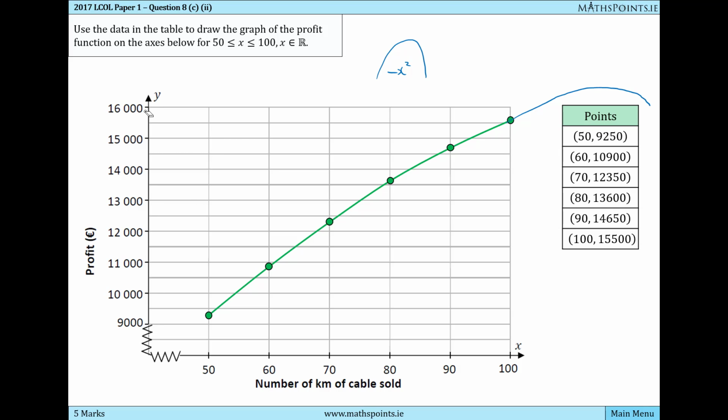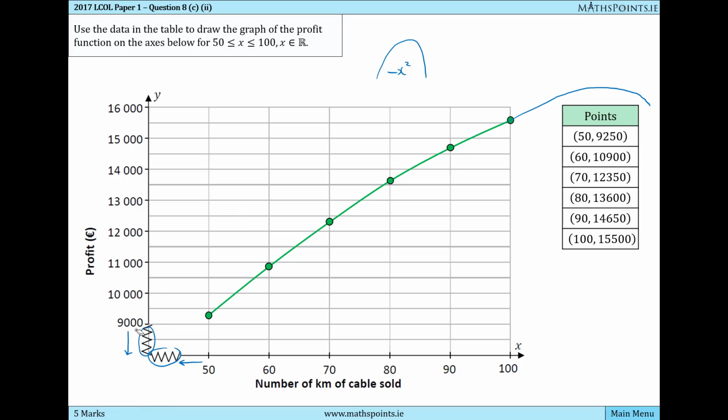The other thing to notice on the graph is that we have values from 16,000 down to 9,000 on the left hand side, and obviously we can have profits all the way down to 0. And similarly on the x-axis we have cable amounts from 100 all the way down to 50, but we could produce cable amounts also all the way down to 0. And these squiggly lines just represent that these numbers do go all the way back to 0, but there would just be too much to fill on our graph.